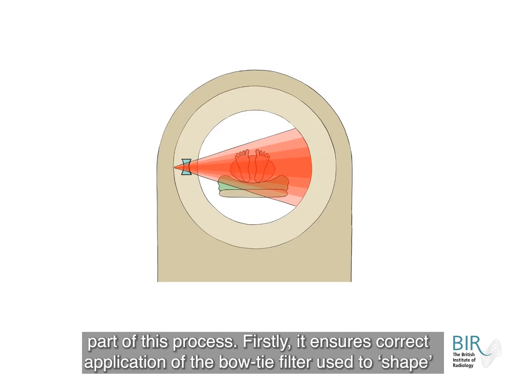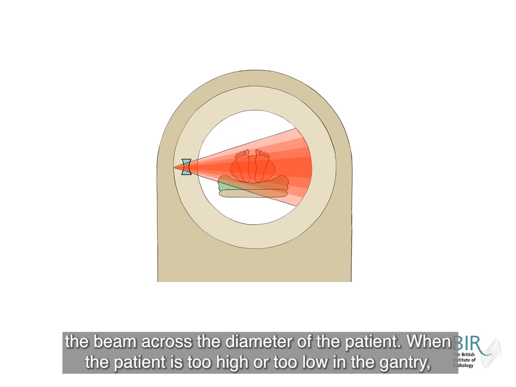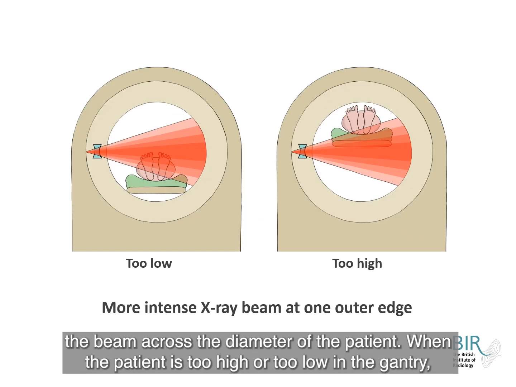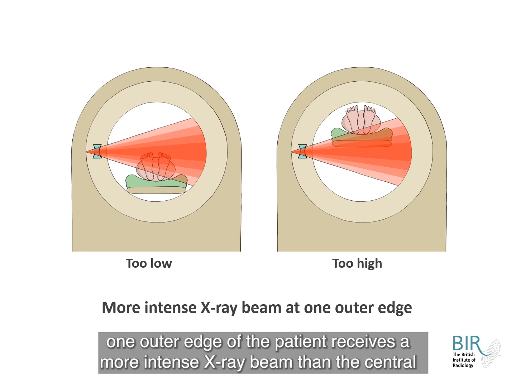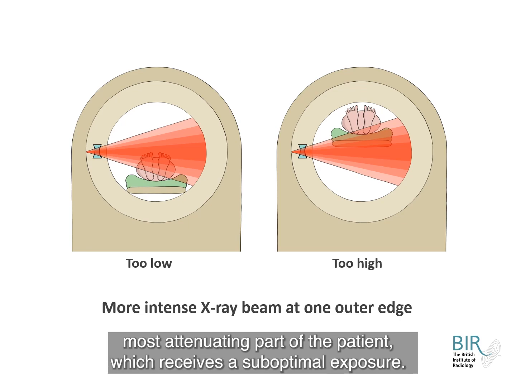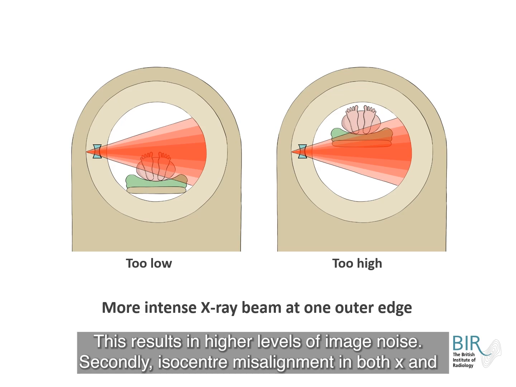Firstly, it ensures correct application of the bow tie filter used to shape the beam across the diameter of the patient. When the patient is too high or too low in the gantry, one outer edge of the patient receives a more intense X-ray beam than the central-most attenuating part of the patient, which receives a suboptimal exposure. This results in higher levels of image noise.